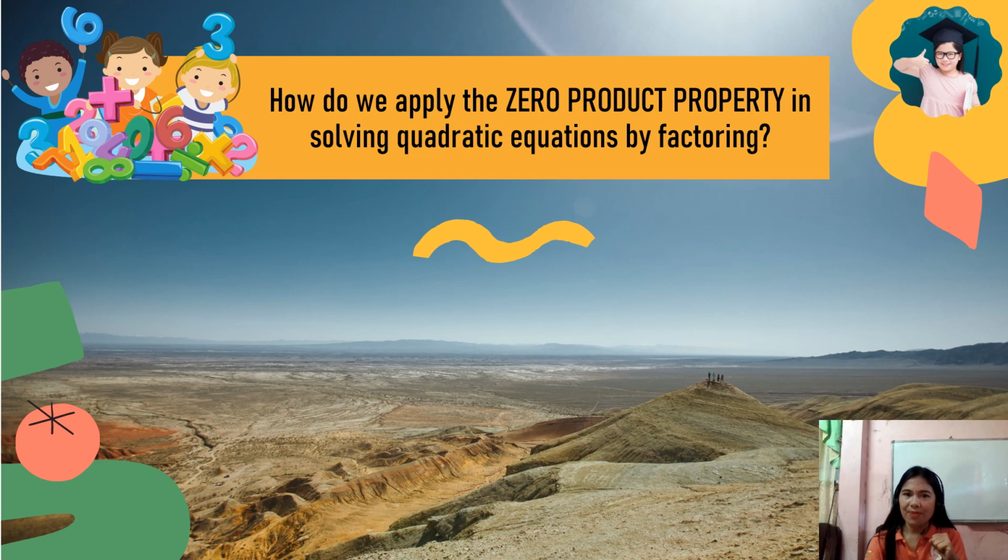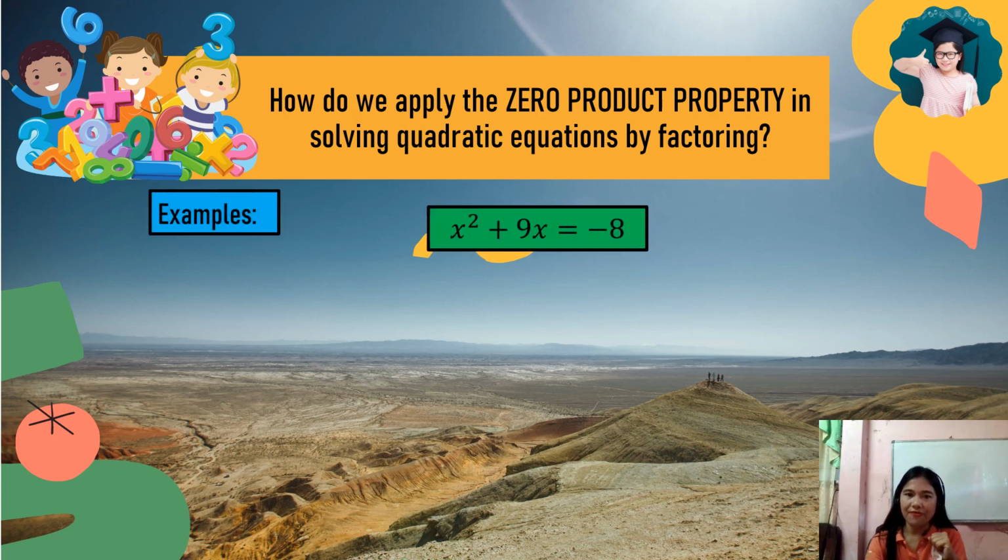So how do we apply the zero product property in solving quadratic equations by factoring? Okay, here are some examples. For example, we have x squared plus 9x equals negative 8. This is what you're going to remember: before factoring, you have to see to it that the given is in standard form. Can you still remember the standard form of a quadratic equation?